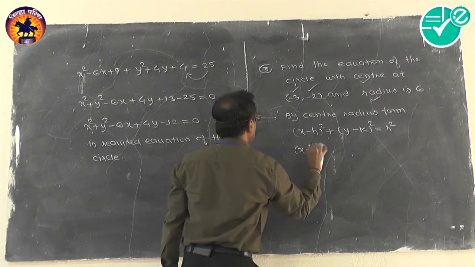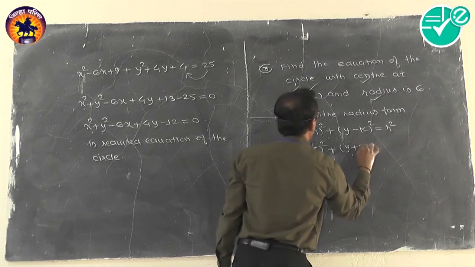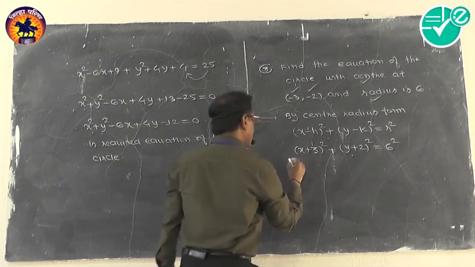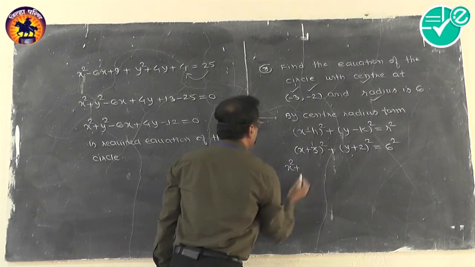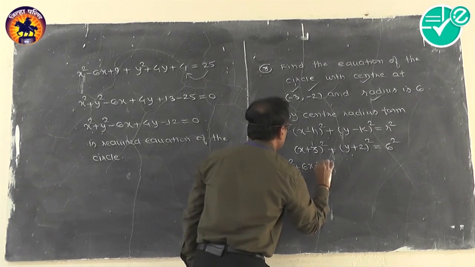So can I write this as x plus 3 whole square? Here it is minus 2, so we have to write y plus 2 whole square, and the radius is 6, so we have to write 6 square. Now make the squares. What is the square of x plus 3? It is x square plus 6x plus 9.